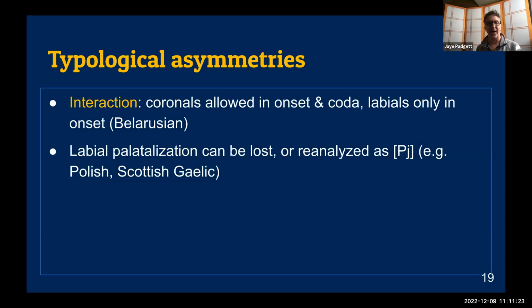And you can see the interaction of these things in Belarusian, which allows coronals to be palatalized in the onset and in the coda, but labials can be palatalized contrastively only in the onset. So when labial palatalization is lost, sometimes it's just lost. There are dialects of Russian, for example, where that's true. Or sometimes it's argued to be reanalyzed as a labial followed by the glide.